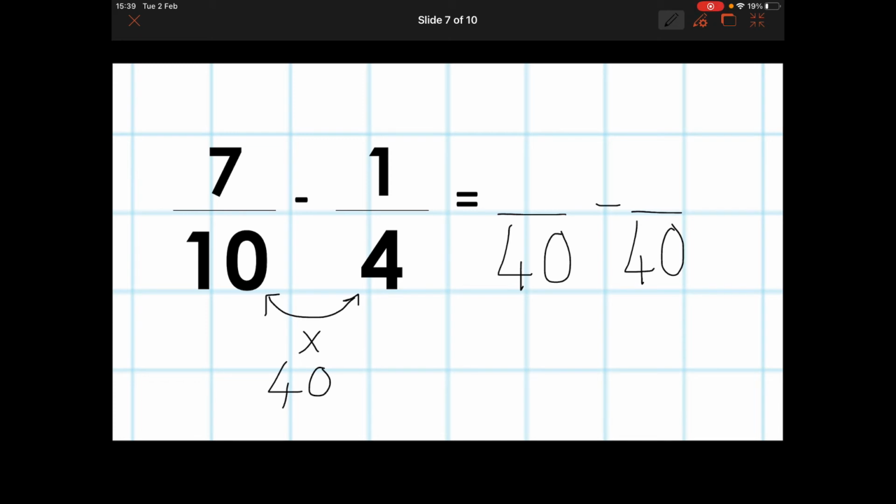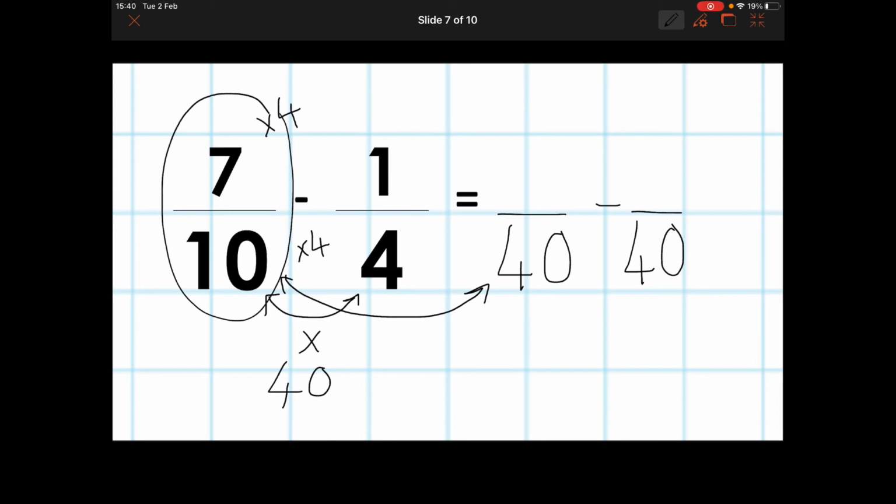Now this time, I haven't already got 40 as a denominator. So let's start with the first fraction. What did I do to 10 to get to 40? Well, I timesed it by 4. So I must times the top by 4. So you will see the numbers are getting slightly trickier, slightly bigger. 7 times 4: 7, 14, 21, 28. 28. And I have here 1/4.